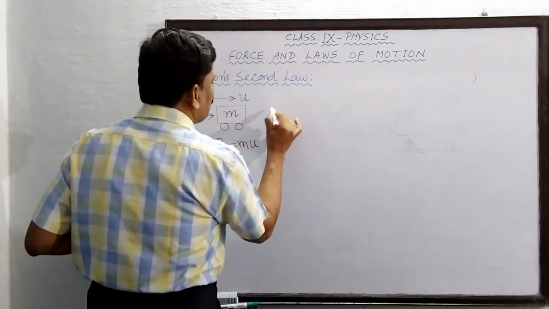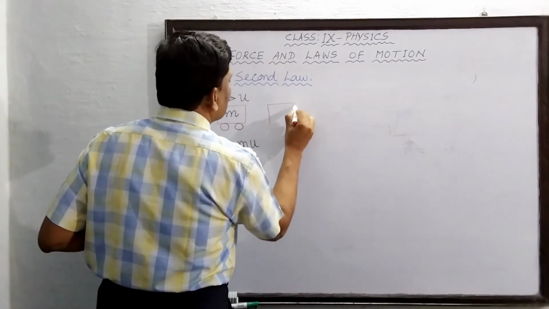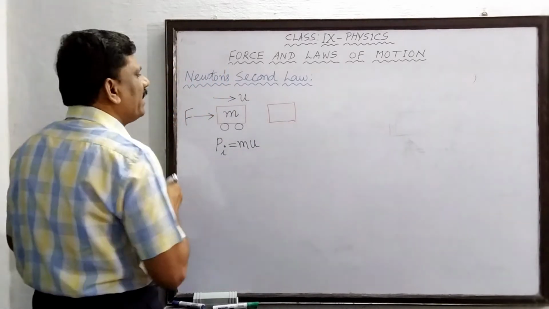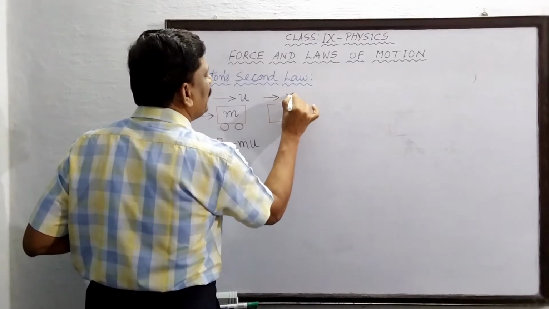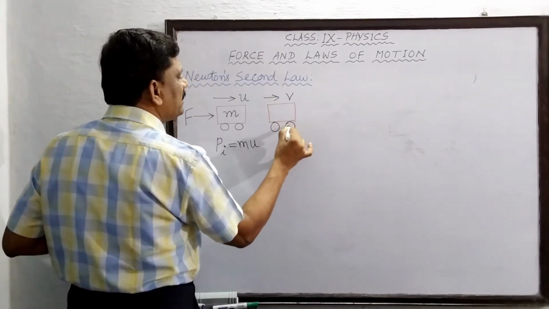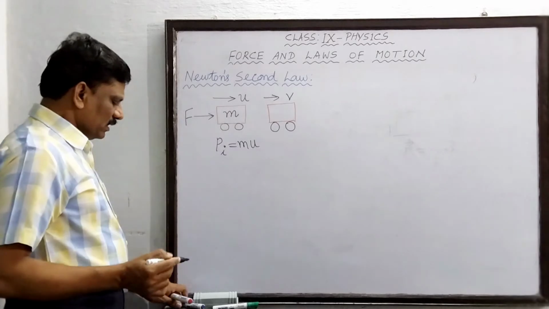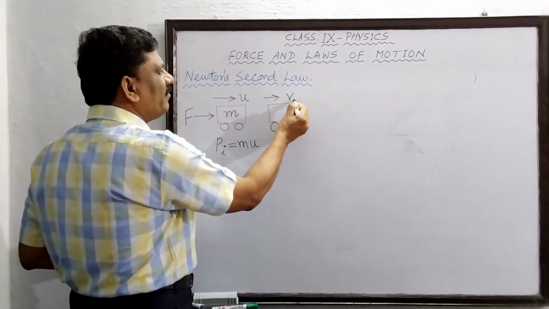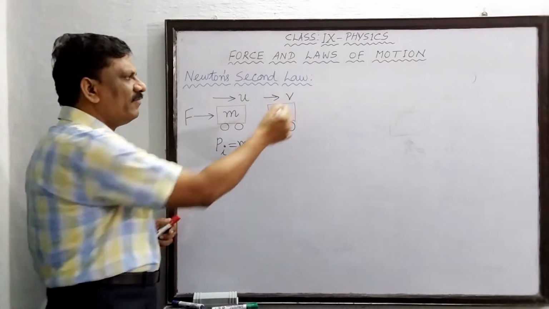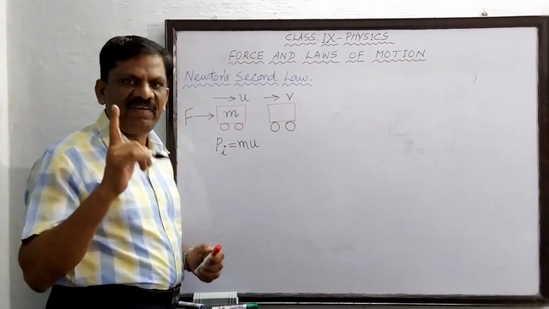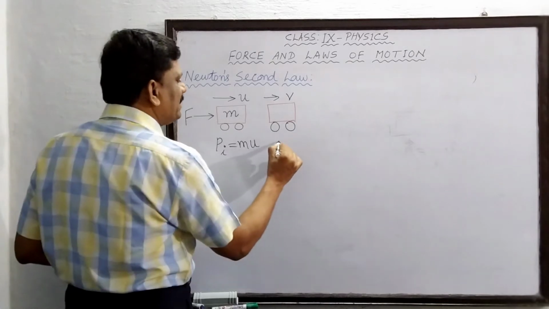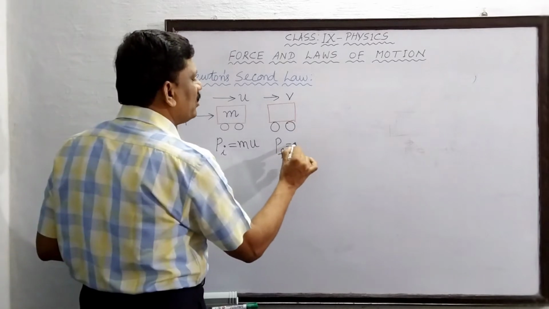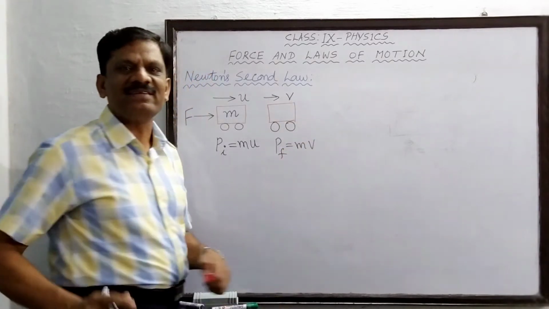So as a result of this force, now the body is moving in the forward direction like this, so that its velocity has increased in the same direction with different magnitude. So this is the body now. The velocity initially is u. The velocity after the force has acted on the body is v. So v can be taken as the final velocity of the body, and hence its final momentum is denoted by p suffix f. So this is equal to mass of the body into final velocity.